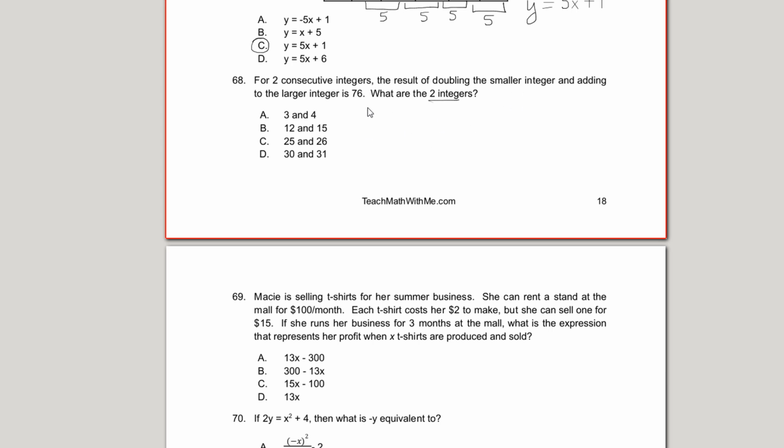The very first phrase says for 2 consecutive integers. That's some important information. Consecutive means like 1 and 2, 10, 11. So consecutive, one after the other.